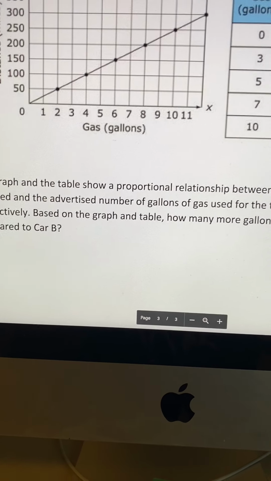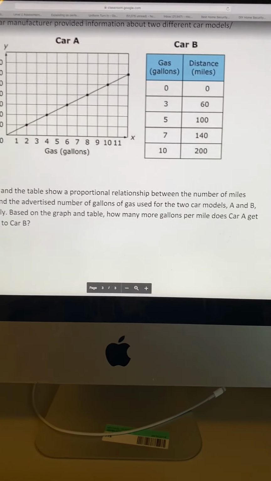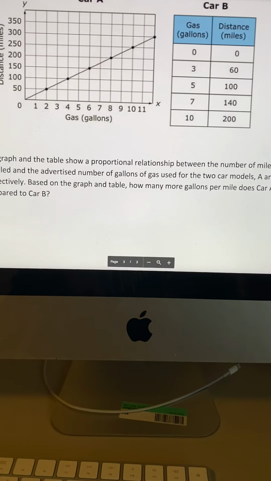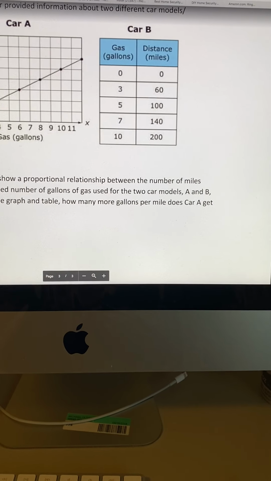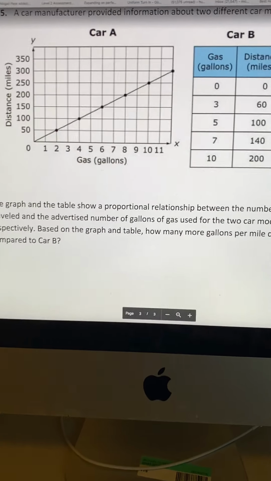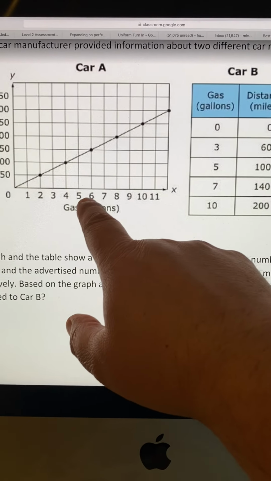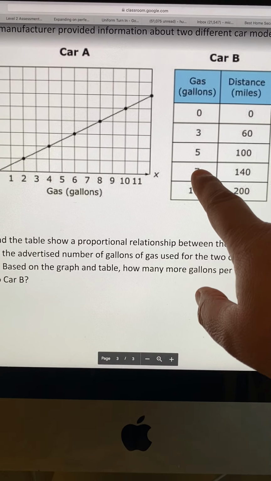The graph and the table show a proportional relationship between the number of miles traveled and the advertised number of gallons of gas used per car, or the two models, A and B respectively. Based on the graph and the table, how many more gallons per mile does A get than B? Well, I would go to a common point, okay? Do you cross 2, 4, 6, 8, or 10 on this graph?